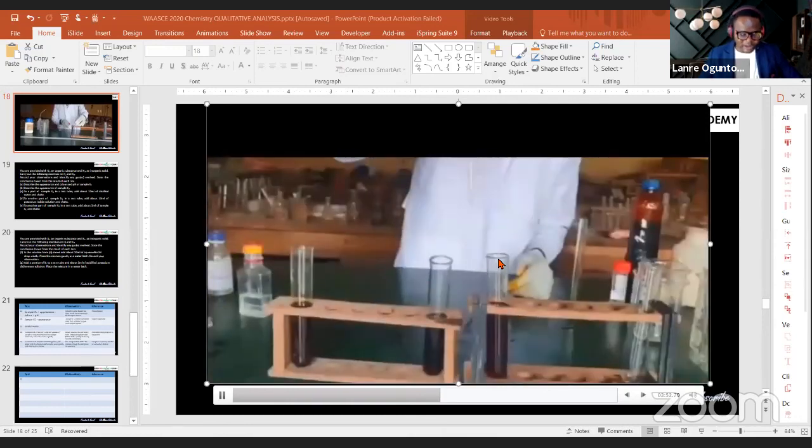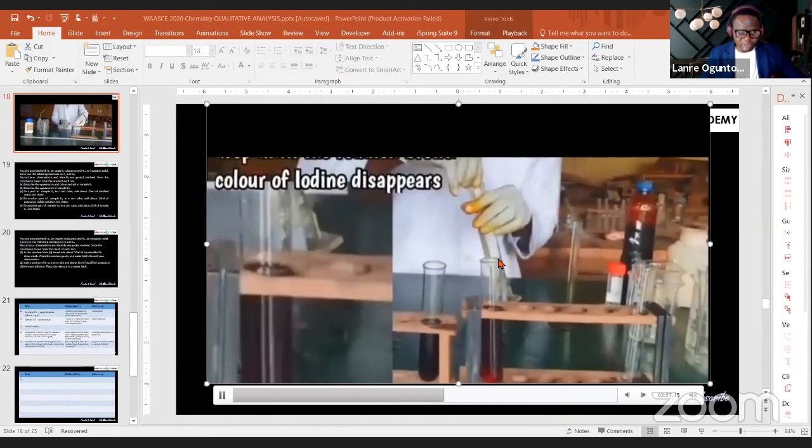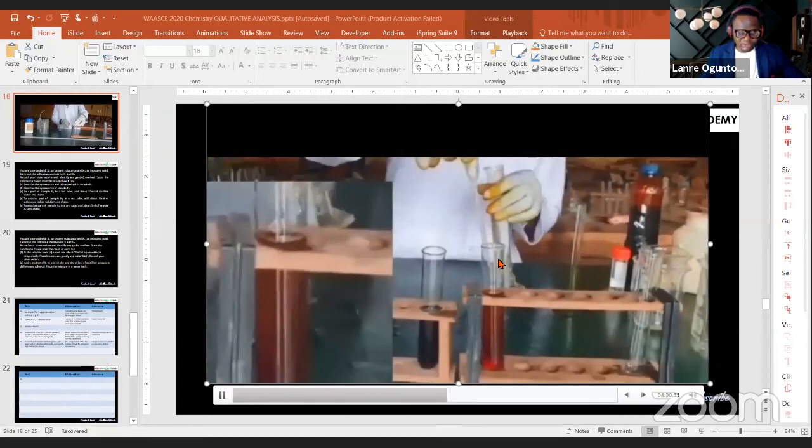Good. Now, so let's see. Okay, so as you're adding your sodium hydroxide, from reddish brown to what? To yellow. For our table here, you can see 2D with sodium.